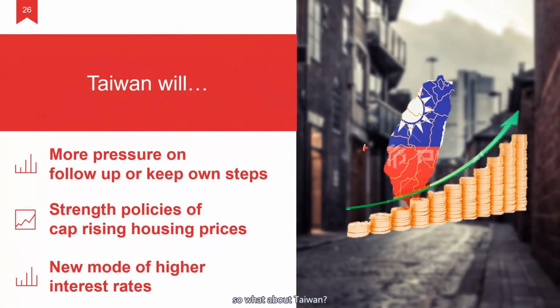So, what about Taiwan? According to Mengdao Wu from the Taiwan Institute of Economic Research, Taiwan will face more pressure on whether to follow up or keep on its path. It may strengthen the policy of capping rising housing prices to keep money invested in other items. And the frequently appearing rate hike decisions will make Taiwan break away from the low-rate period of at least 10 years and change industrial investment and consumption for the long term.